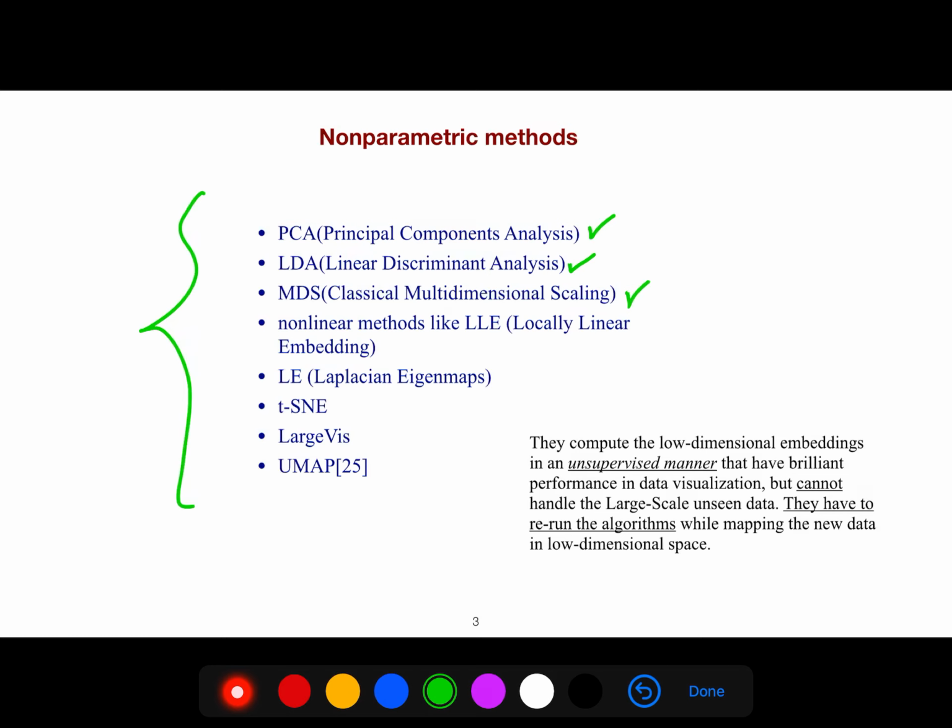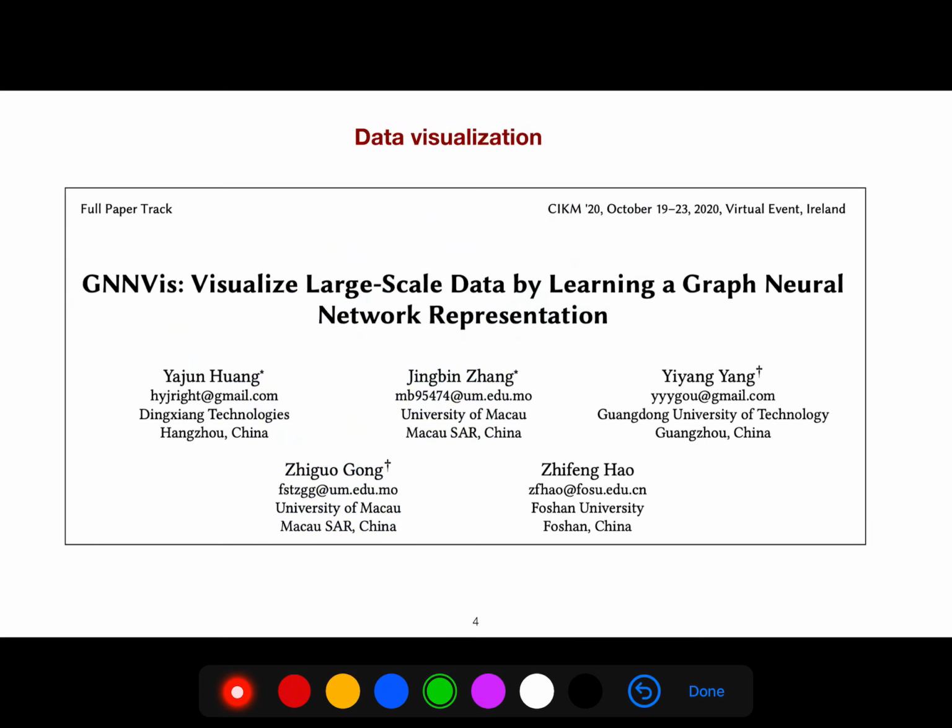Another one is multidimensional scaling, very popular. I've explained local linear embedding in my playlist for dimension reduction. I have explained t-SNE and modified t-SNE as well in another playlist on dimension reduction. But I haven't explained these. Of course, they are the same, like t-SNE. They are used for visualizing large-scale data.